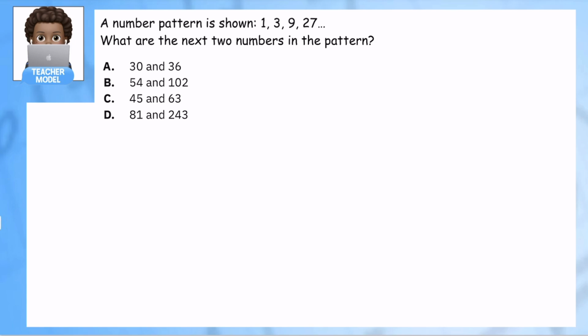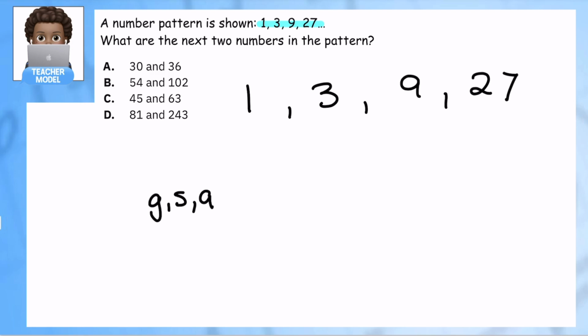A number pattern is shown: 1, 3, 9, 27, and so on. What are the next two numbers in the pattern? And they give us some options. So the first thing I'm going to do is list these numbers, and I have to ask myself, is it growing, shrinking, or alternating? Looking at my numbers, they are getting bigger, so I know that this is a growing pattern. This could mean it is growing with consistent addition, meaning I keep adding the same number again and again, or I'm multiplying by the same number again and again.